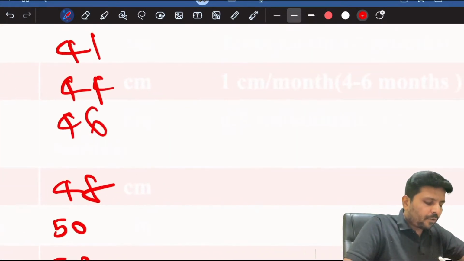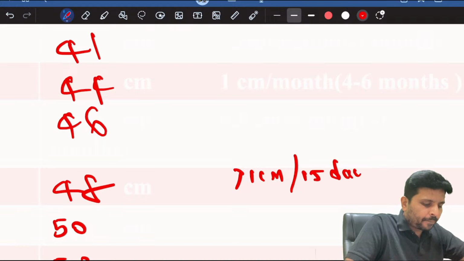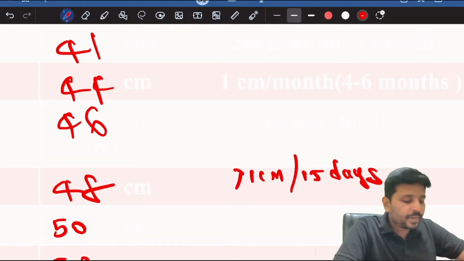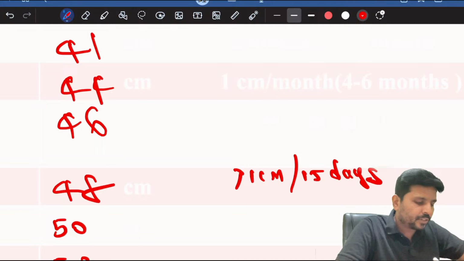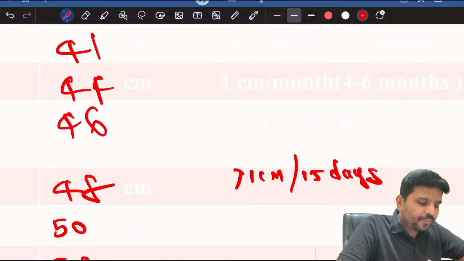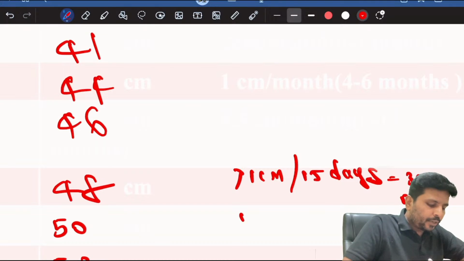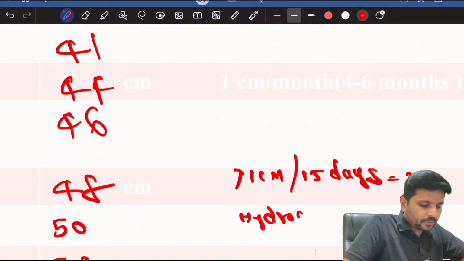Remember, if you have more than 1 centimeter increment in head circumference per 15 days in the first 3 months of life, then you need to rule out hydrocephalus.